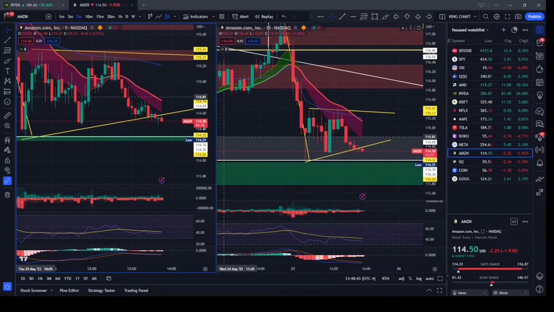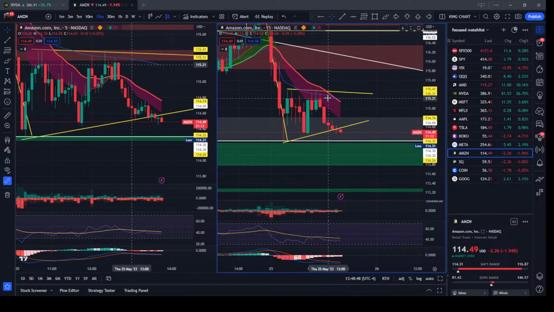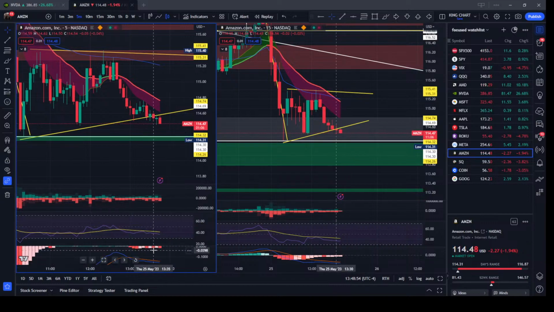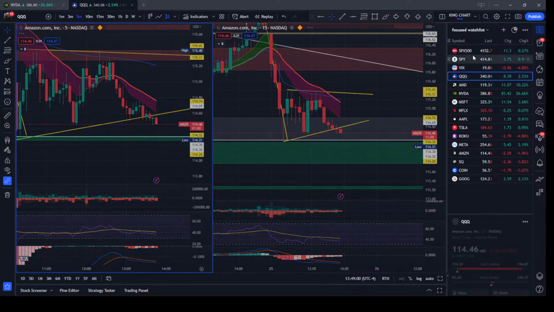And what is Amazon? Amazon is retesting the bottom of that bearish pennant, but there's just no volume. Look at MACD. It's just so little. I mean, yes, this volume is just consolidating. I'm not a big fan.